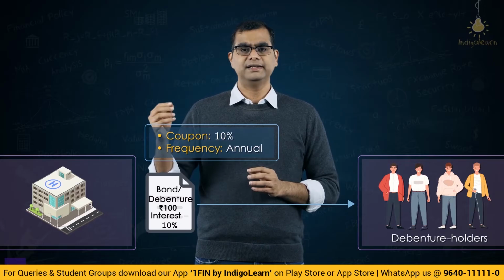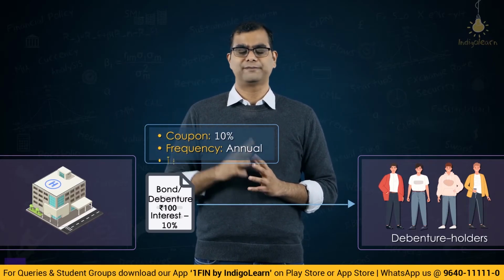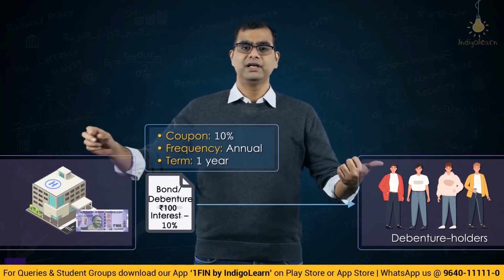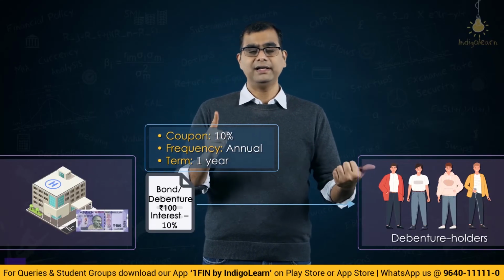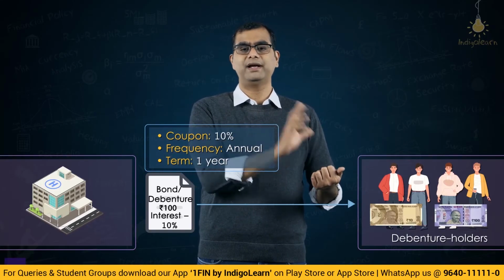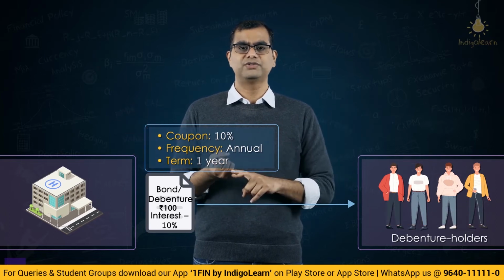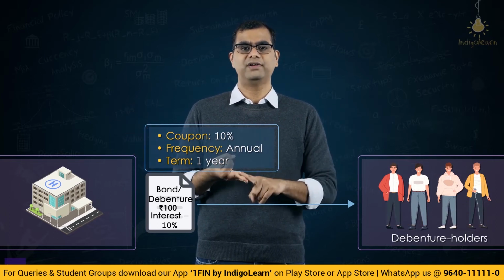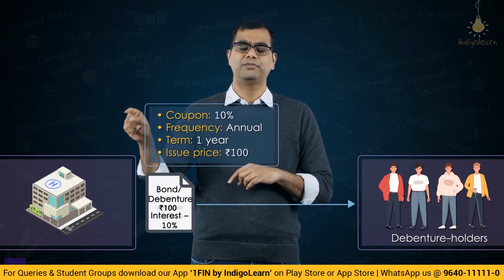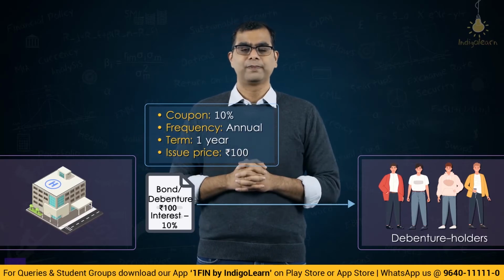Correct? And once a year, and let us say this particular bond or debenture is for 1 year. So they have initially borrowed 100 rupees. At the end of the year, they will pay back 100 and the interest of 10% on 100, which works to another 10 rupees. So they will pay back 110. Very simple structure. Frequency is 1, coupon is 10%, par value is 100, issue price is also 100. Issue price means the price at which that particular debenture was issued and the money came to them. Issue price is also 100.